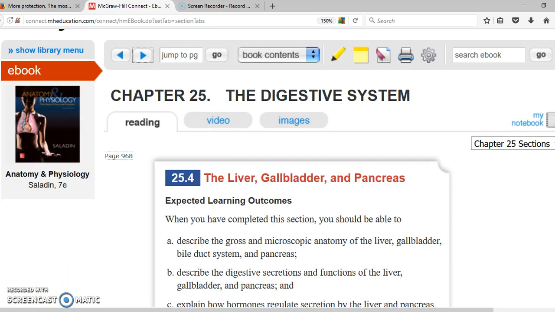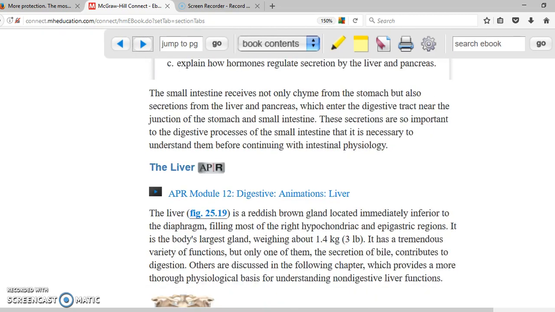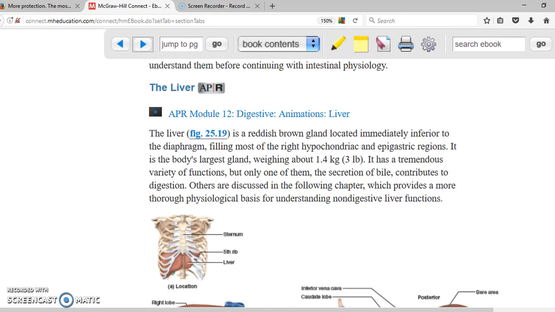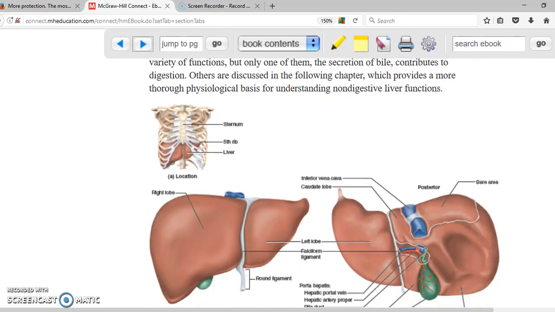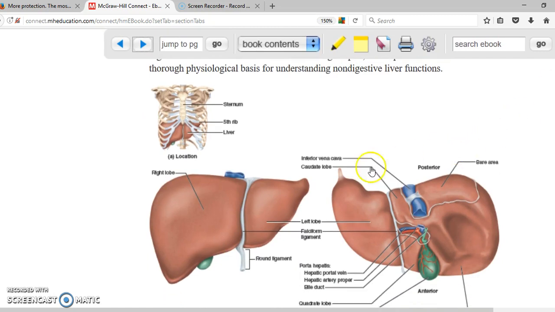The next topic is liver, gallbladder, and pancreas. So we scroll down, we have the liver. That's the first part, it is found in the right hypochondriac area. Anatomy, it has 4 lobes, right? Left, right, caudate, and quadrate. Right here you have caudate, quadrate, right and left. Okay, here's the gallbladder. Here you have the inferior vena cava. Okay, a very important ligament that is going to keep the liver in place is the falciform ligament.